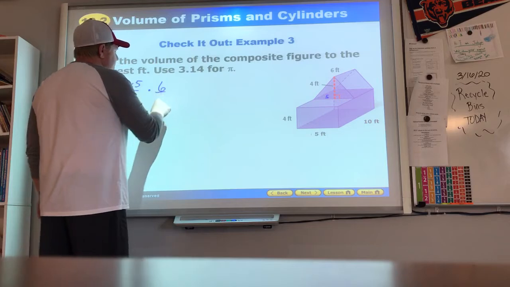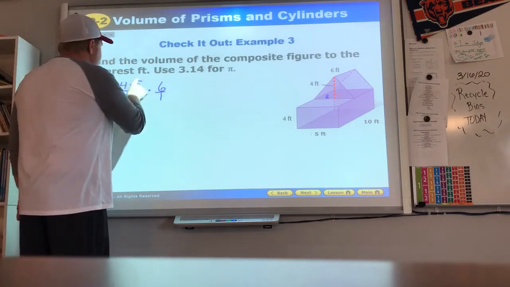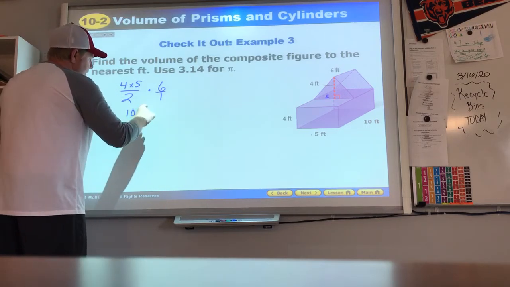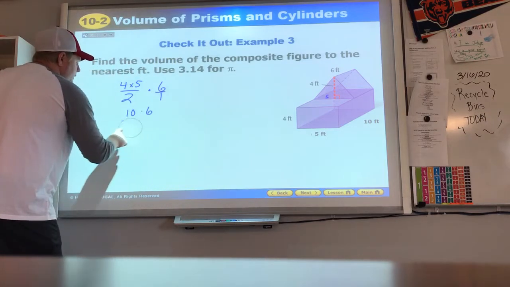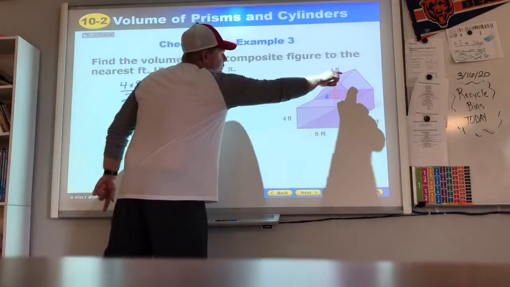Now some of you may be asking, can you simplify? Yes, that will work. All right, so 4 times 5 is 20. Divided by 2, that's 10. Times 6. Oh, why am I putting a line there? So 60 for this triangular part.